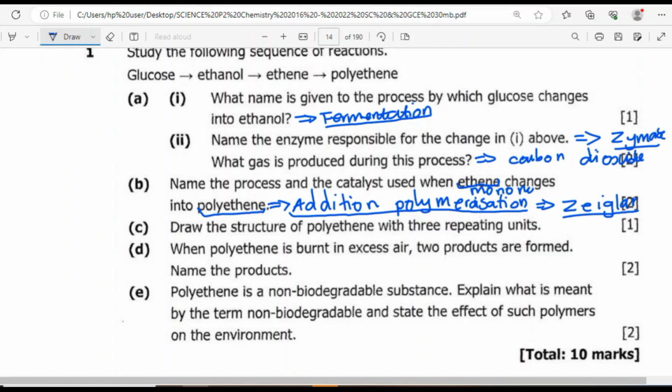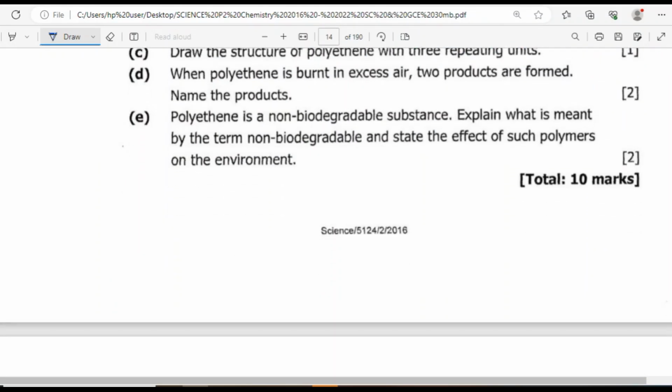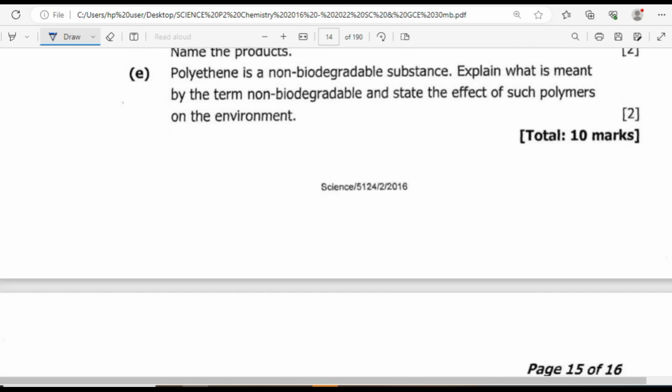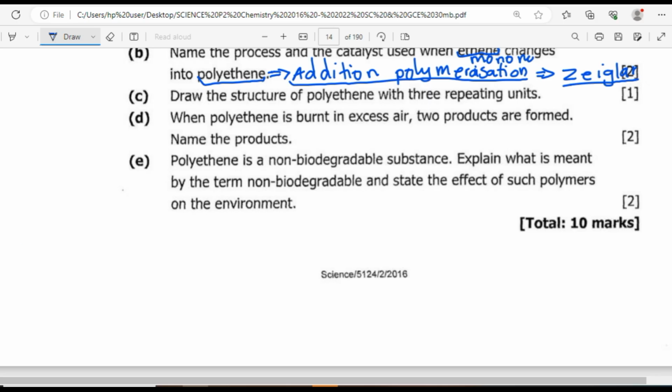Then C, draw the structure of polyethene with 3 repeating units. So what does this statement mean? So let's use this. Whenever we want to use 3 repeating units, what we are supposed to do is this. So we are going to use 3 ethene. So we'll say ethene plus another ethene plus another ethene.